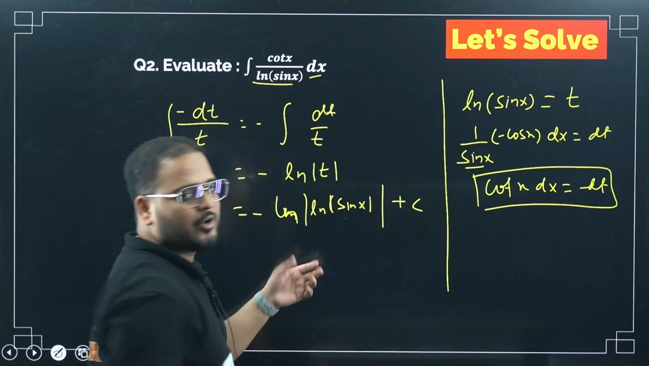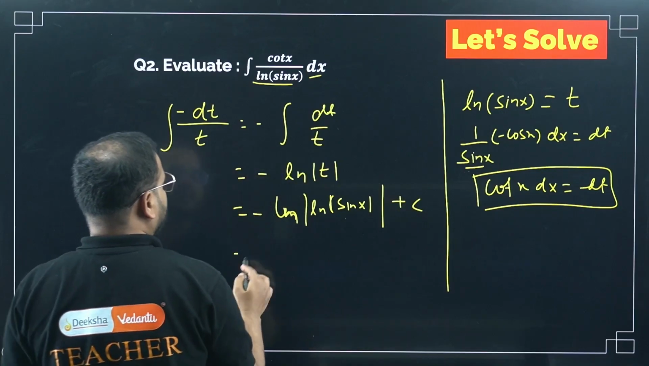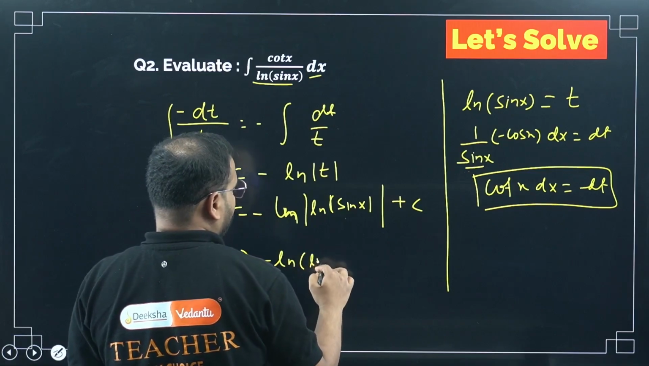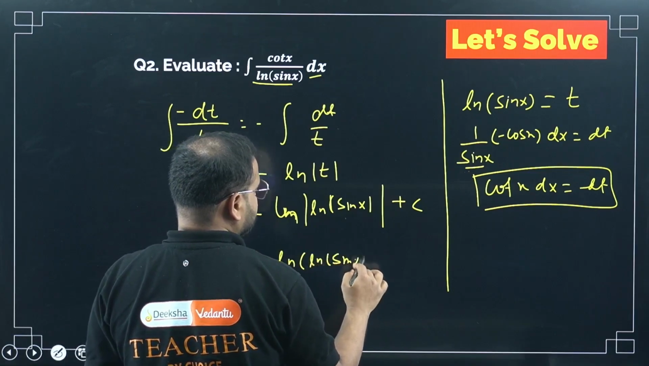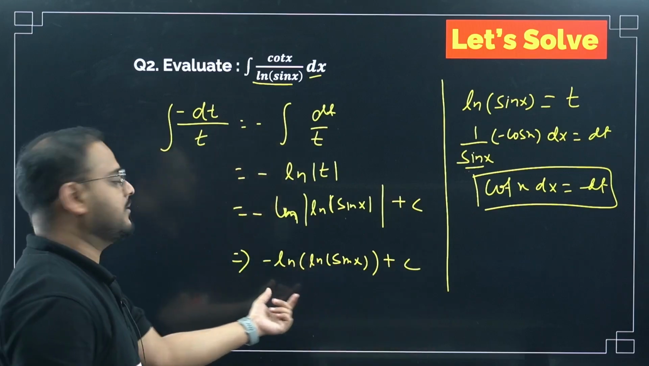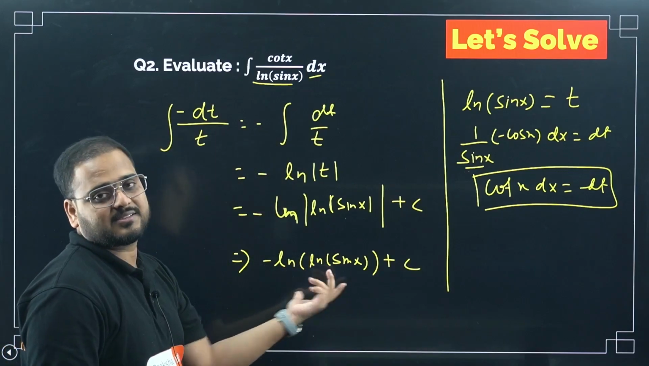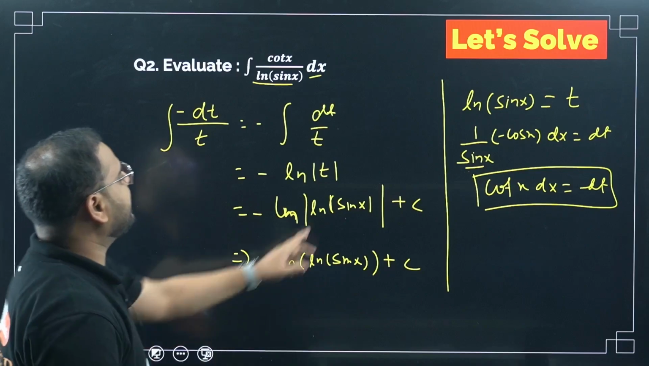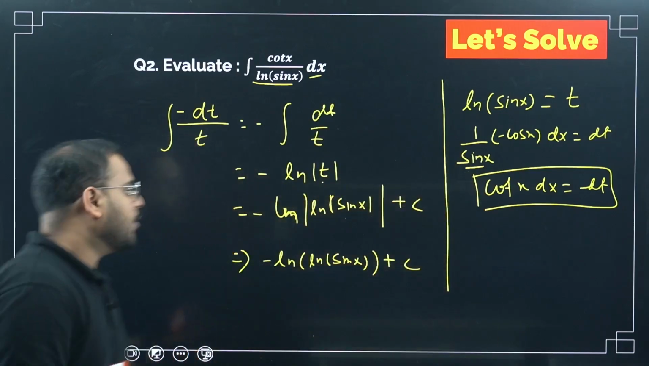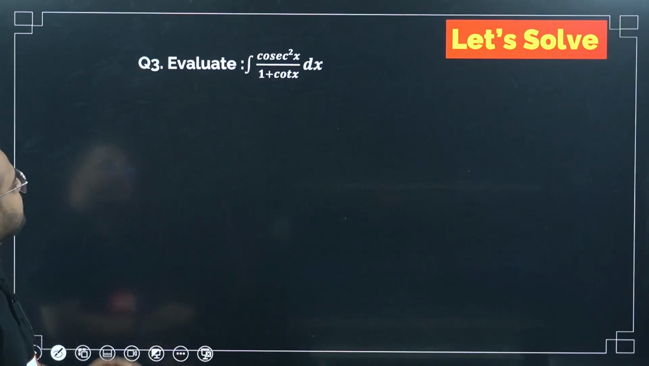So basically, if you don't want to write this modulus, the answer can be written as minus ln sin x plus c. Means ln sin x, the ln means take the natural log of sin x. This is my answer, because what is the t value? The t value is ln sin x. Simple enough. Okay, let's go. Question number 3.